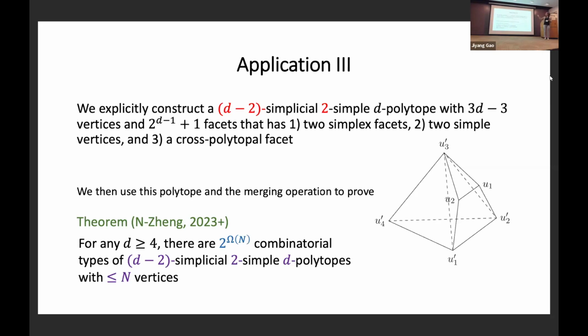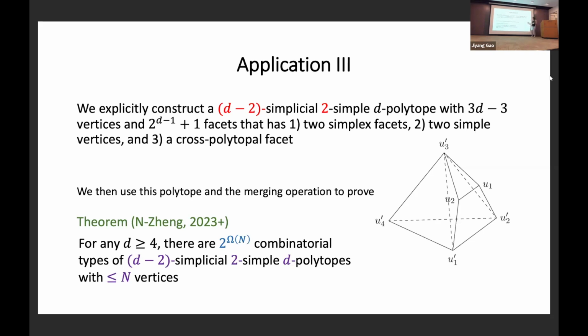And the polytope has in total 2d minus 1 plus 1 facets, and two of them are actually simplices, two of the vertices are simple vertices, but there is also a cross polytope facet. Here's a picture in dimension 3. You can say, well, there are many more than one cross polytope facet. It's a coincidence, because all other facets, in addition to those I described, are actually two simplices. In dimension 3 it happens to look like a cross polytope.